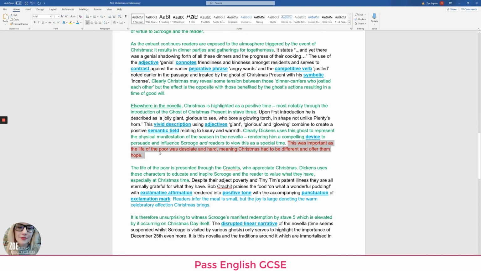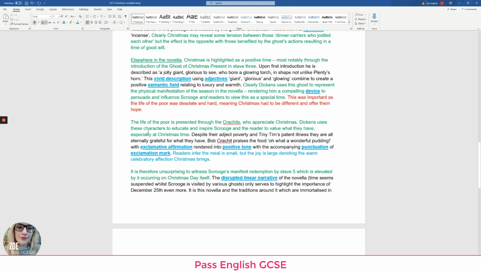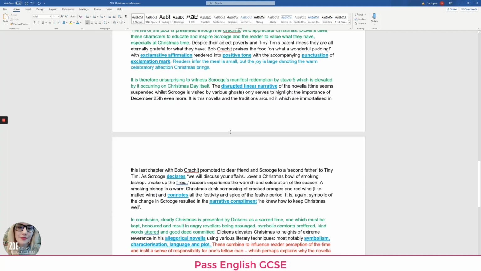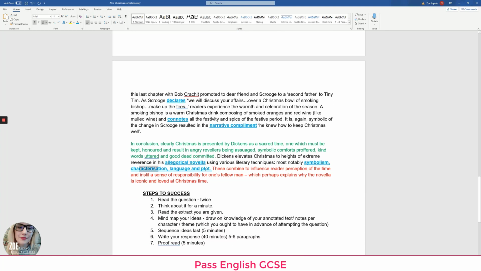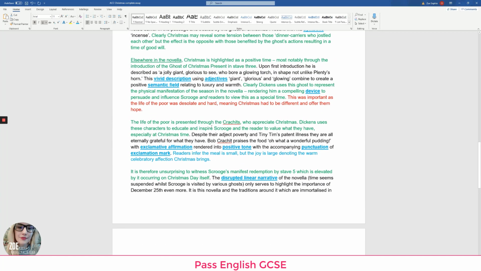This was important, as the life of the poor was desolate, that means miserable, and hard, meaning Christmas had to be different and offer them hope. So it was written for the poor too, to make them happier. The life of the poor, and I've done a nice little link here, so I want to write about something else. So I've linked it to, guess who? The Cratchits. The life of the poor is presented through the Cratchits, who appreciate Christmas. Dickens uses these characters, so characterization, I think I name it here, yeah. Characters to educate and inspire Scrooge and the reader to value what they have, especially at Christmas time.